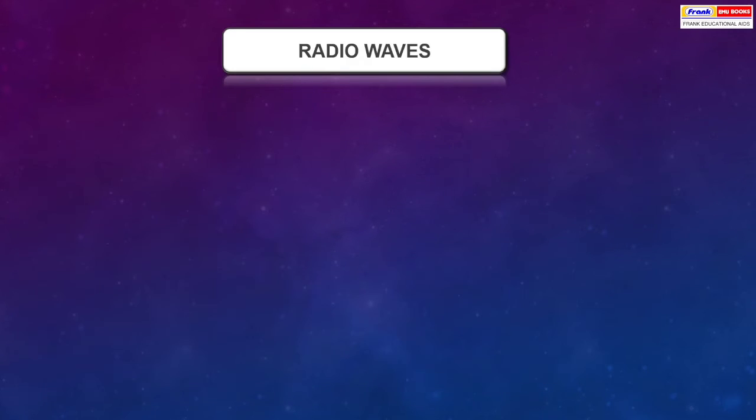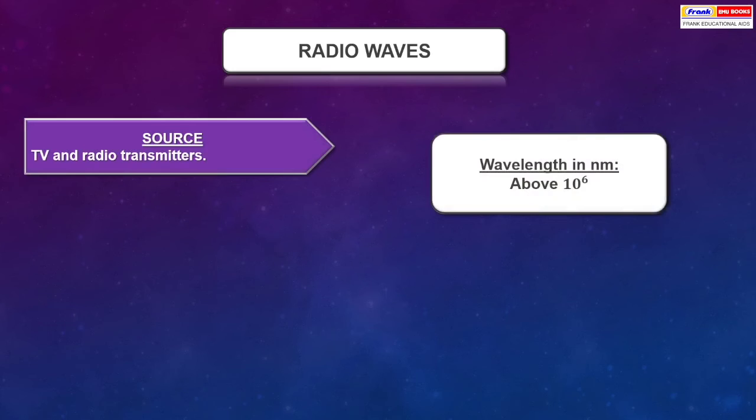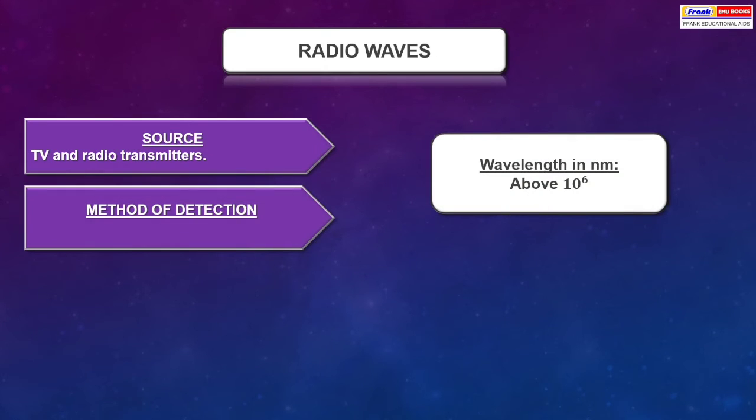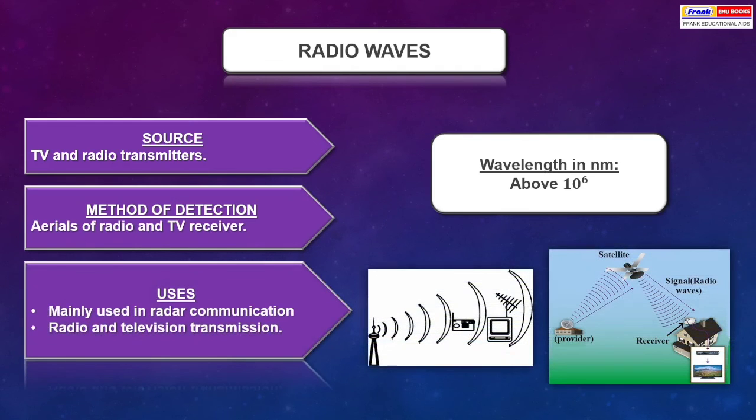Radio waves, wavelength above 10^6 nanometer. Source: TV and radio transmitters. Method of detection: aerials of radio and TV receiver. Uses: mainly used in radar communication, radio and television transmission.